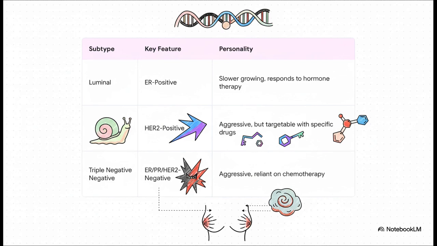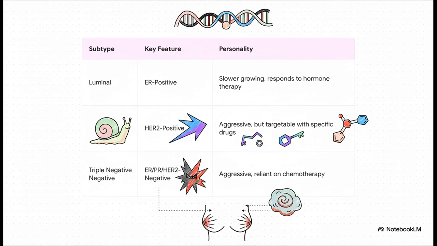So you have the luminal types, which are ER positive. They tend to grow slower, and importantly, we can treat them with hormone therapy. Then you have the HER2 positive types. These are more aggressive, no doubt, but the good news is we have amazing targeted drugs for them. And finally, triple negative. It's negative for all 3 markers, it's aggressive, and it usually means we have to rely on chemotherapy.